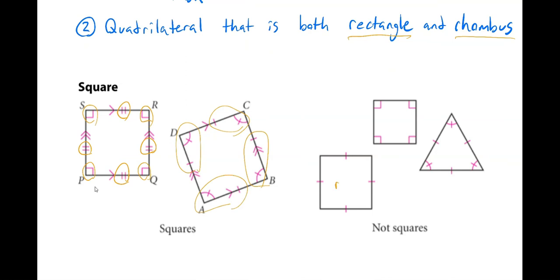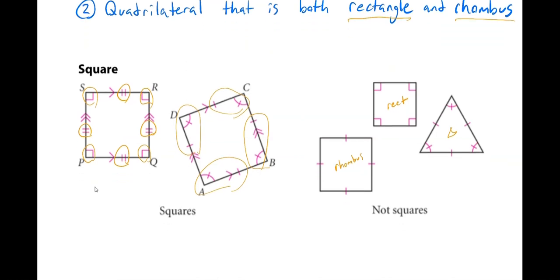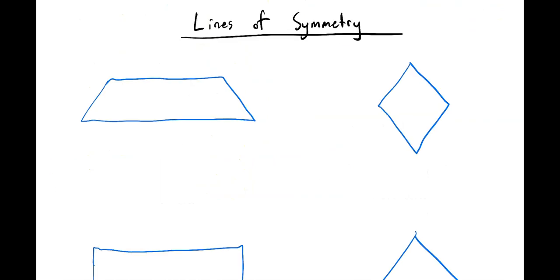This one over here is just a rhombus. This one over here is just a rectangle. And this one over here is a triangle, so it's not even a quadrilateral. Okay, so those are our special shapes. I just want to quickly review from a different aspect, okay? So I often find lines of symmetry to be super useful in talking about special quadrilaterals.